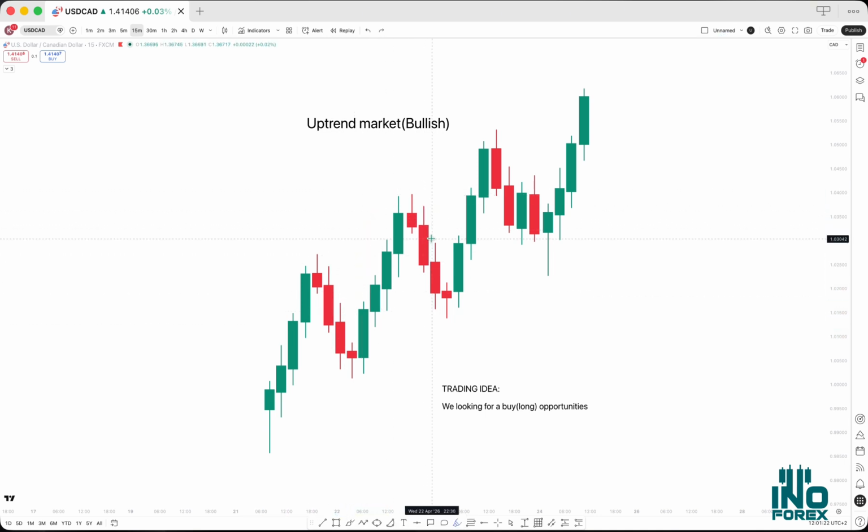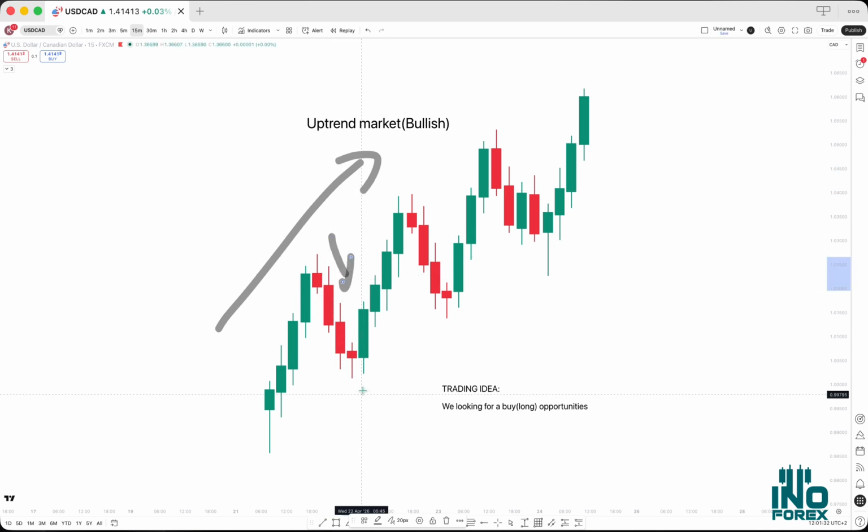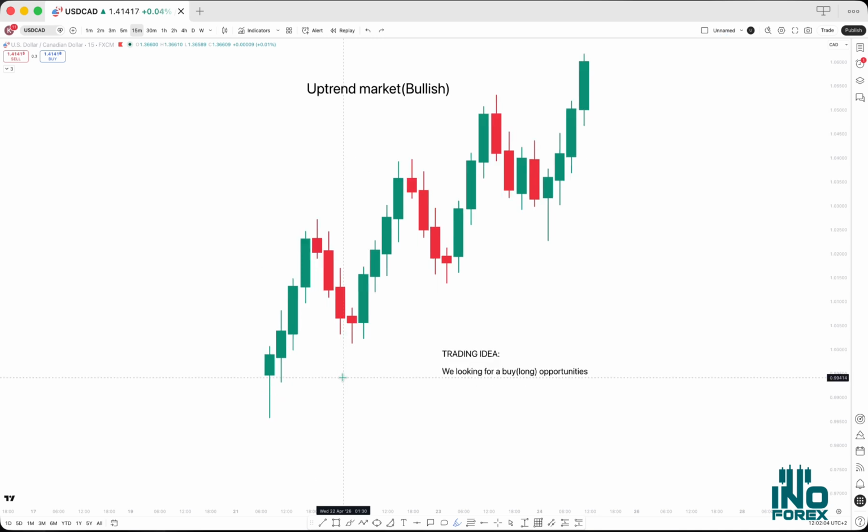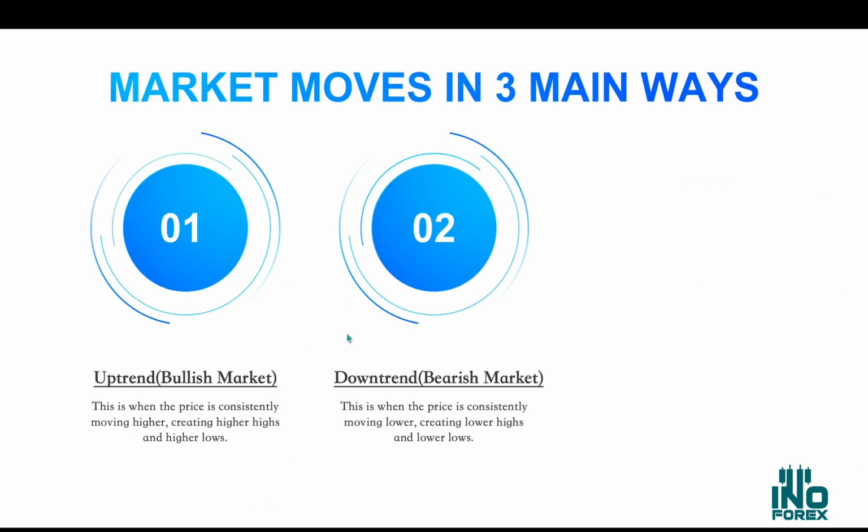So when do we buy? Because the market is bullish, we are waiting for the market to create a corrective move. When the market is creating a corrective move, that's when we can take the trade, because we're expecting that the market will again push to the upside. So this is the first move of the market. We're going to the second move.